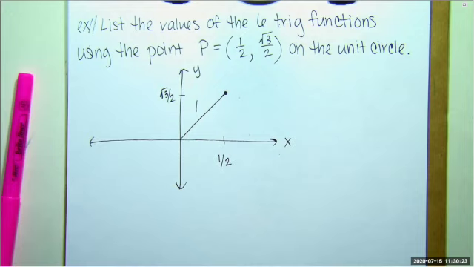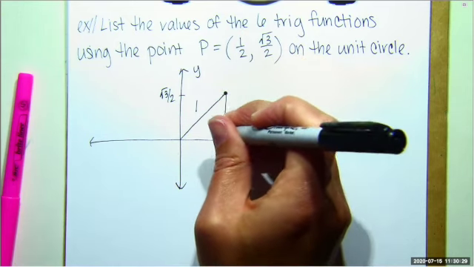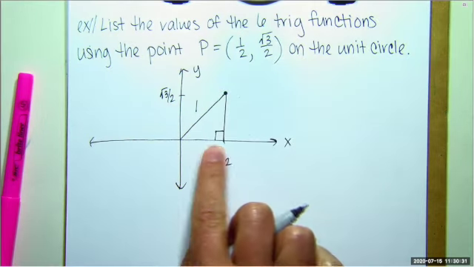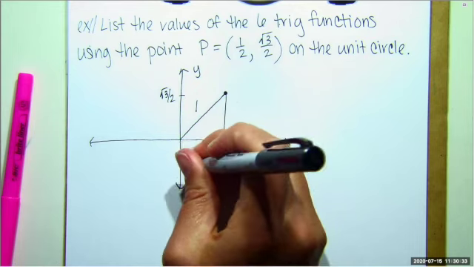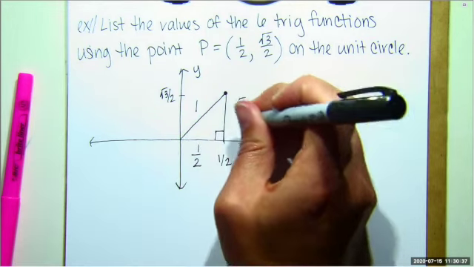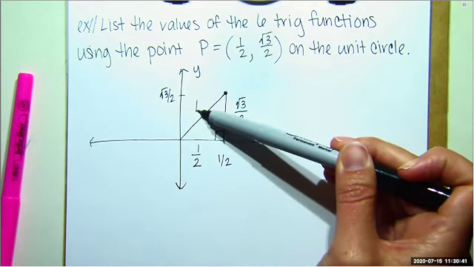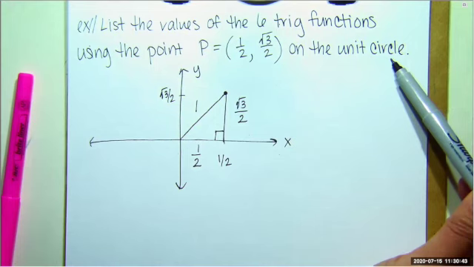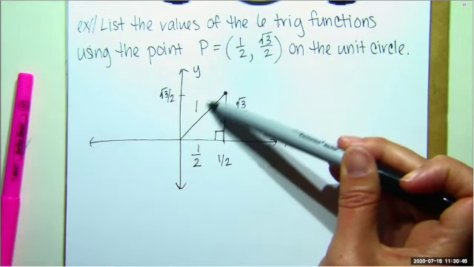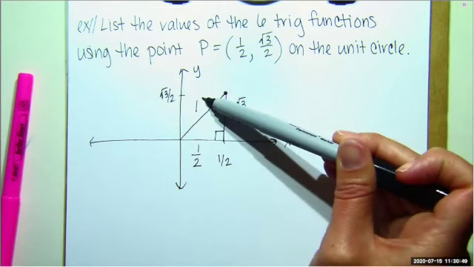Now we can do this exactly the same way as before. We drop a perpendicular to the x-axis. This side has length 1/2. This side has length square root 3 over 2. And because this point is on the unit circle, this side has length 1. If you had not recognized the term unit circle, you could have used the Pythagorean theorem with these two values to find that the third side is 1.